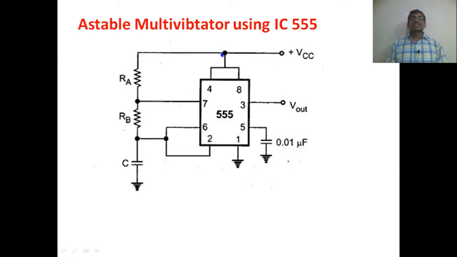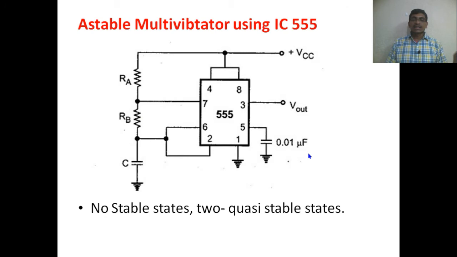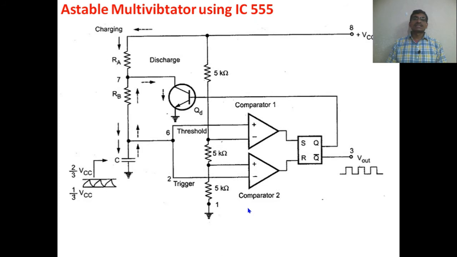So from the VCC to the capacitor we have two resistors RA, RB, and RB is connected to the seventh pin, which is the discharge pin. So this is a circuit for the astable multivibrator which generates a square wave. It has no stable state, as it is the astable multivibrator. It does not have any stable state. It has two quasi-stable states.